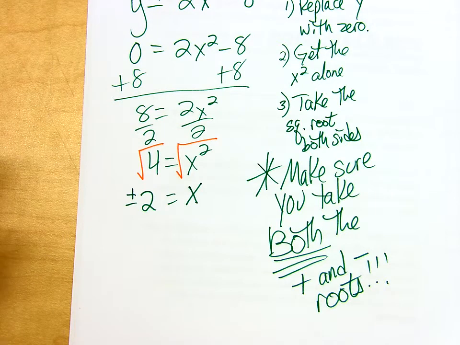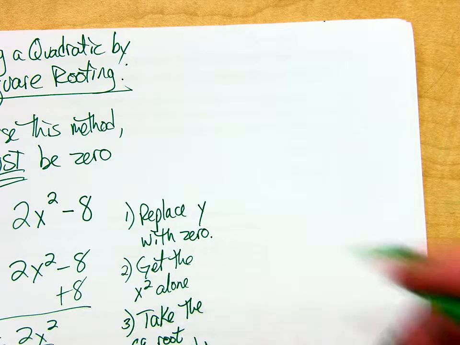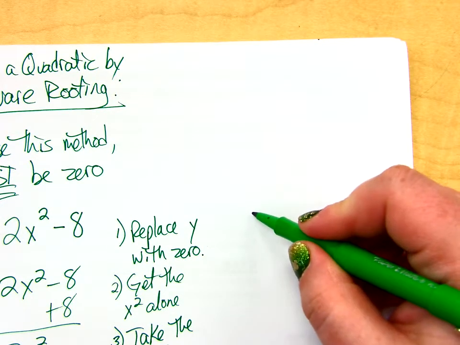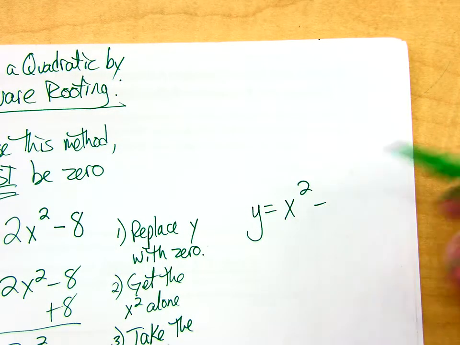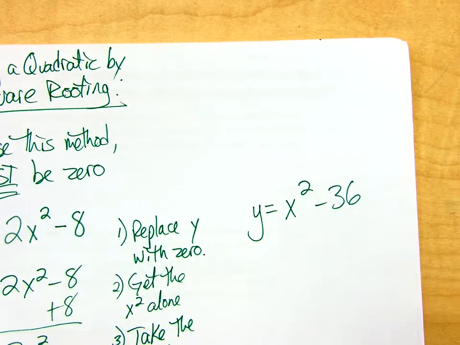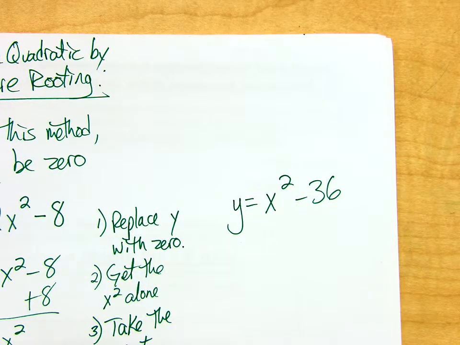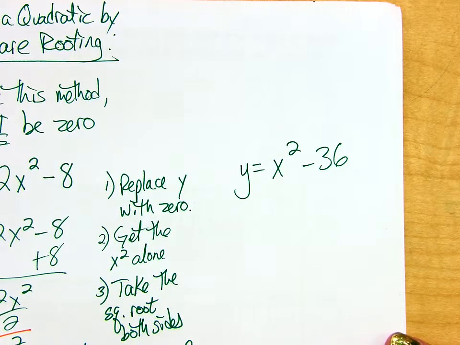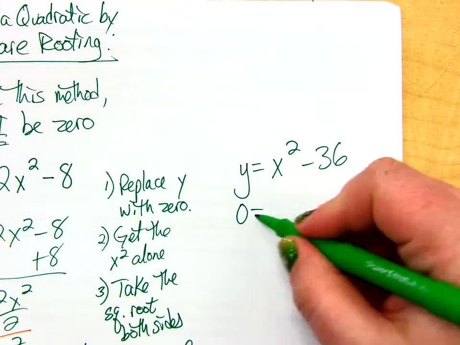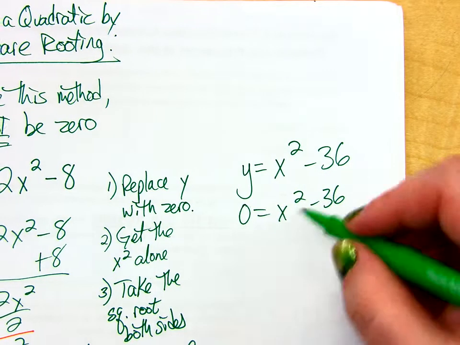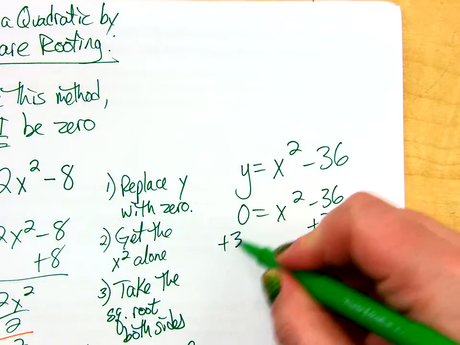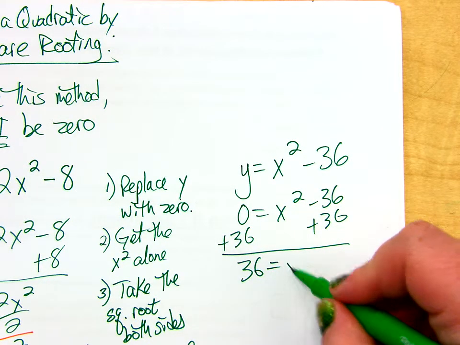You're just going to solve for x squared and then take the square root of both sides. So let's try one more. What if you had something like, how about y equals x squared minus 36? So what are you going to do first? Yep, instead of a y, I'm going to have a 0. And then you're going to add 36 to both sides. So now I have 36 equals x squared.